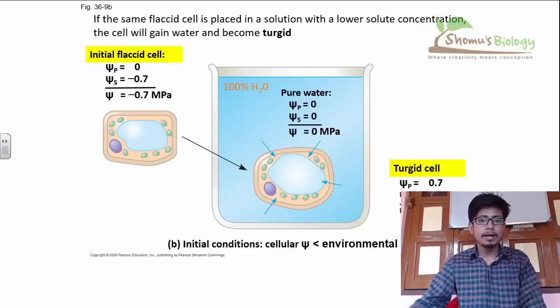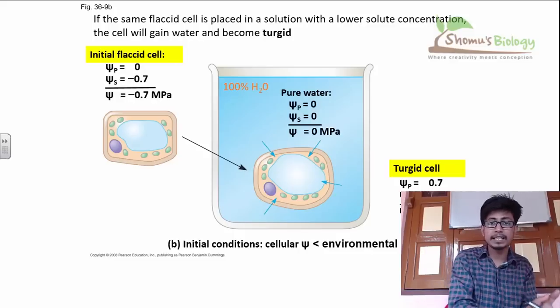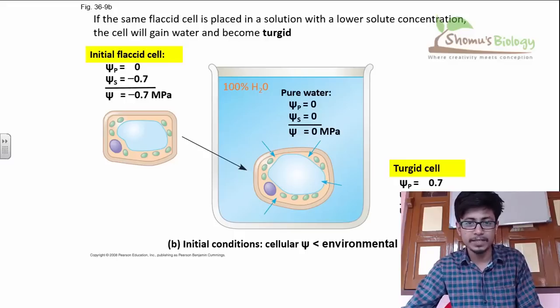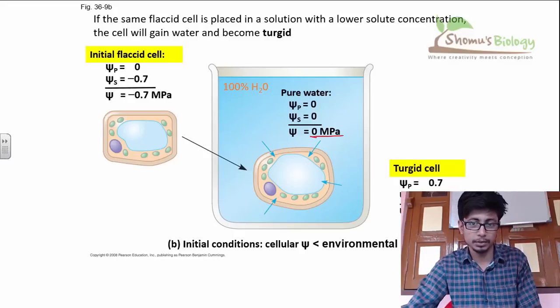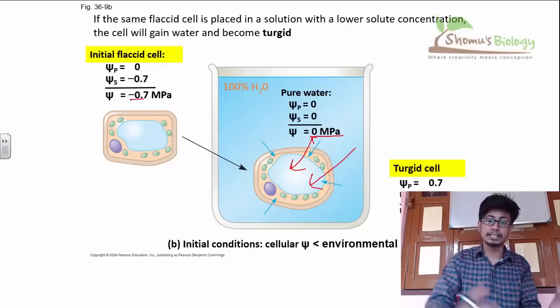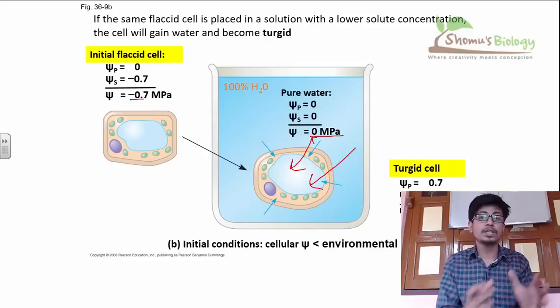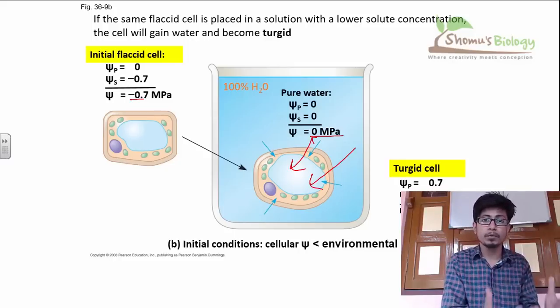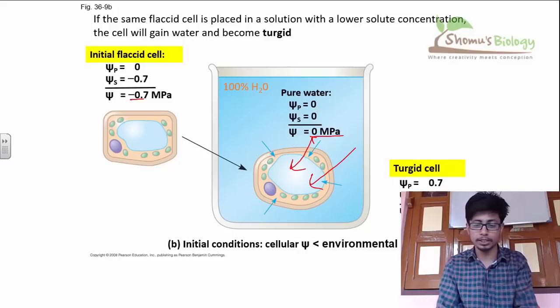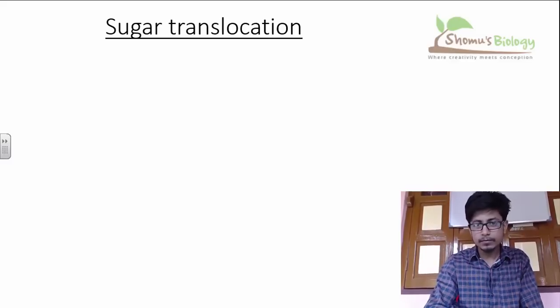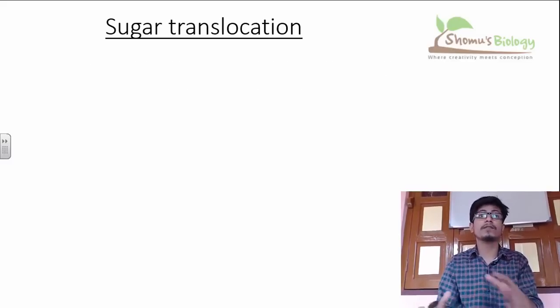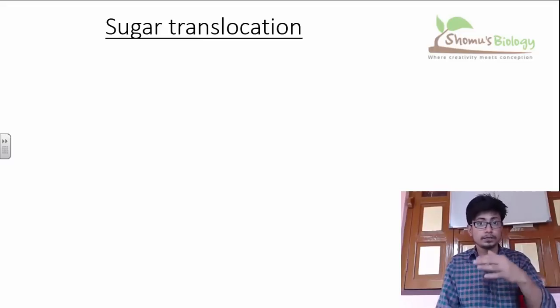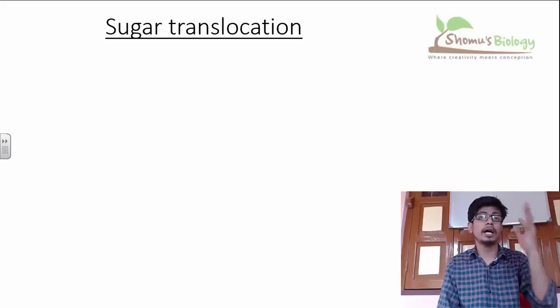Another thing: if the same flaccid cell is placed in a solution where the water potential is high, 0 megapascal, and inside the cell it is minus 0.75, obviously water will flow from outside to inside and make it more turgid. Water flows from high water potential to low water potential. So that's about how water flows from the soil through the root up to the leaves.